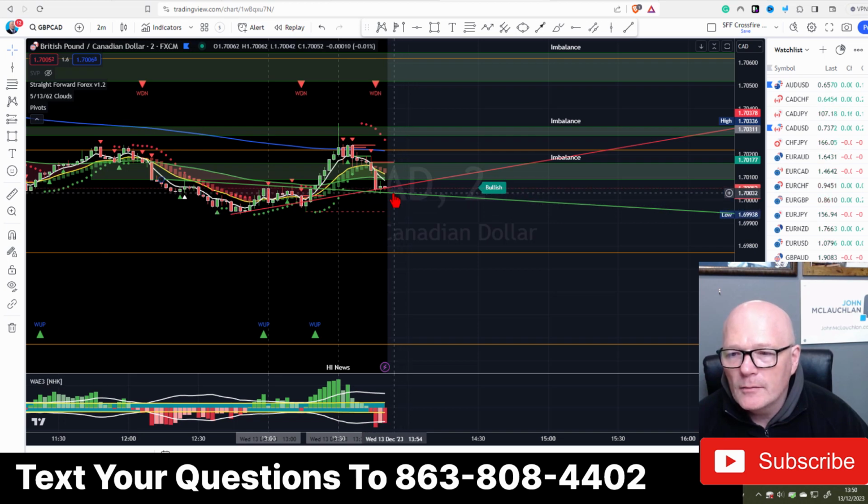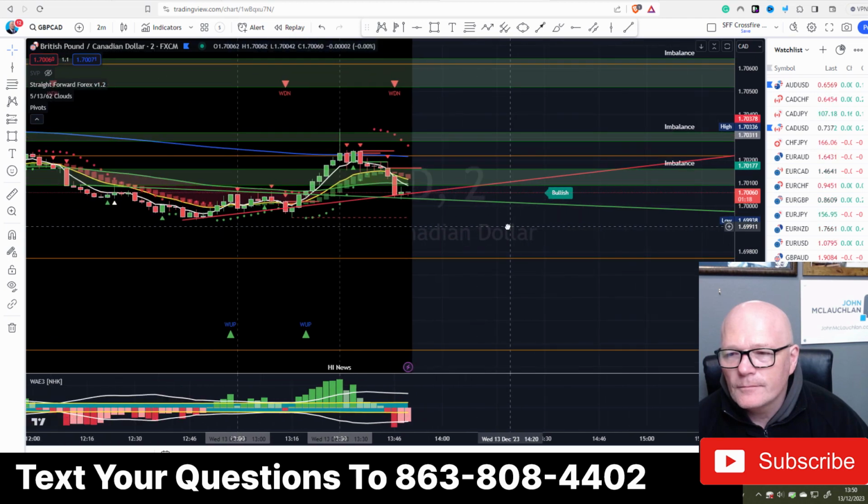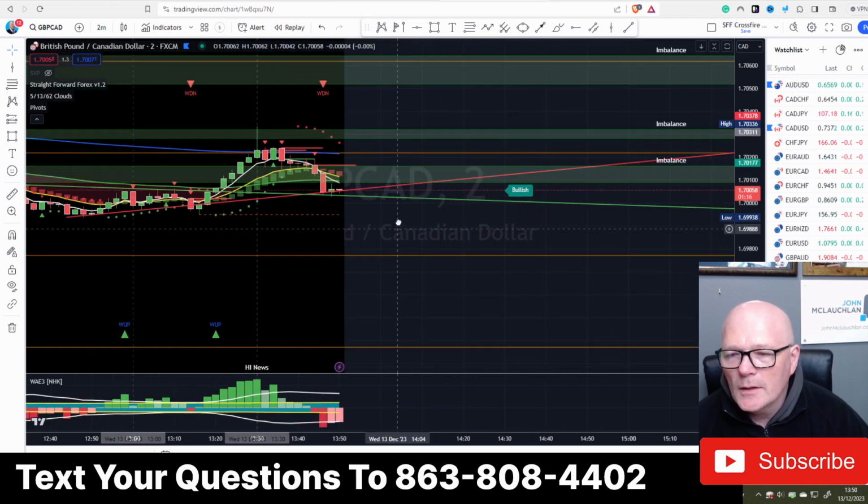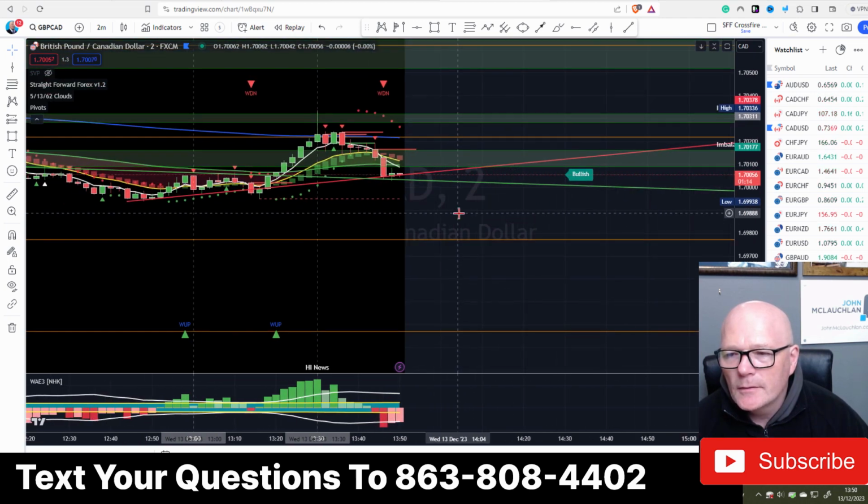But currently, we've now got a bun fight going on round here for buyers and sellers. Are the sellers going to break through? Are the buyers going to win? That's what you've got to see. Price might just bounce off it all the way up, might go back up to the upside, or it might break through.